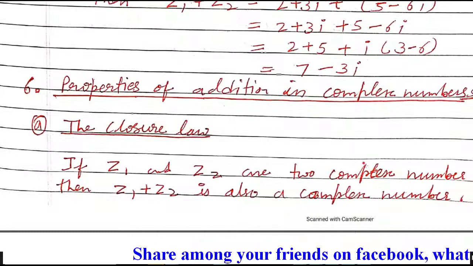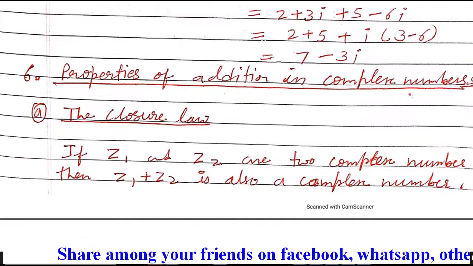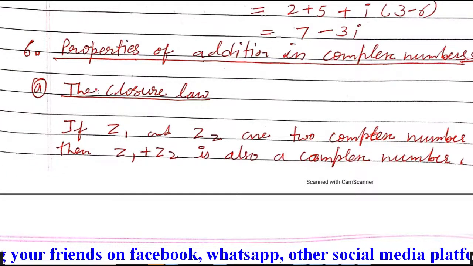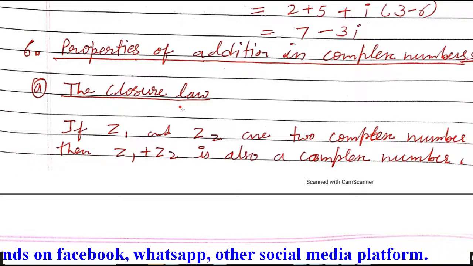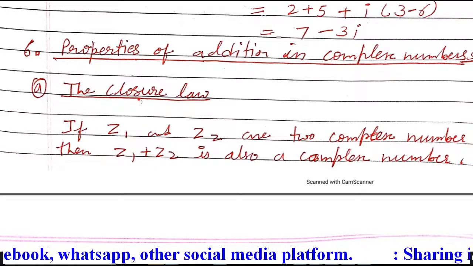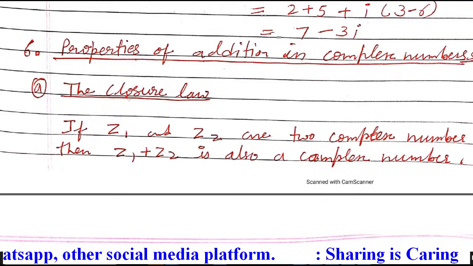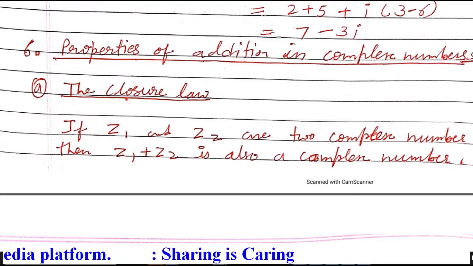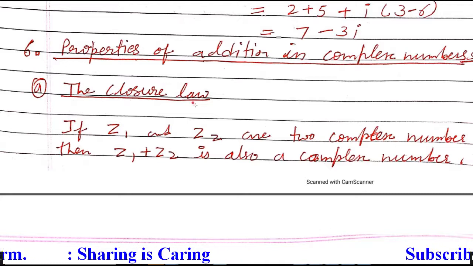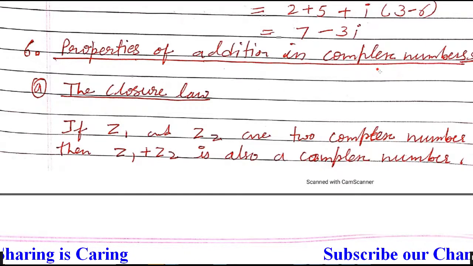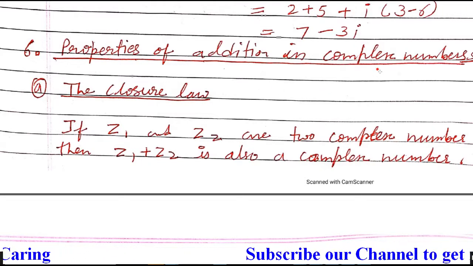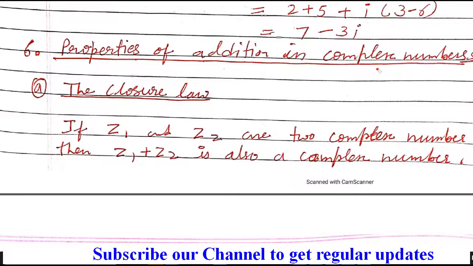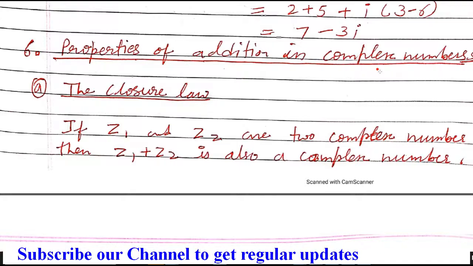Now, properties of addition in the complex number set. The first property is the closure property, the closure law. Closure law means if we add two complex numbers, then again we obtain a complex number. Whatever set is there, that is the complex number set. If you are adding two complex numbers, then the answer should again be a complex number. Then we can say that it is closed within the complex numbers.